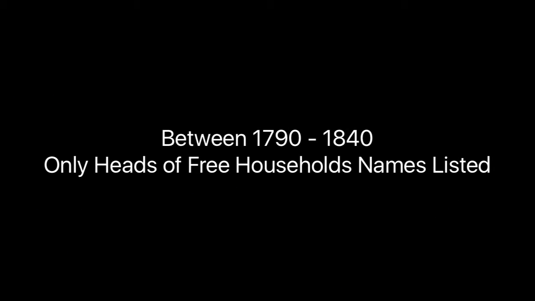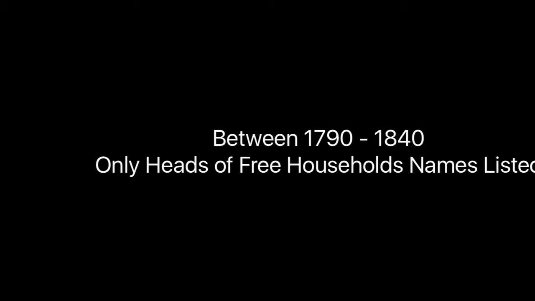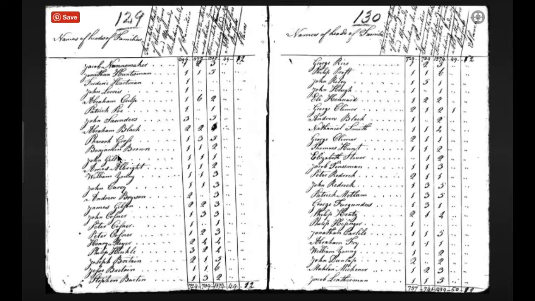Between 1790 and 1840, only the heads of free households appear in the census records. Unfortunately, slaves in the 1790 through 1840 census were not noted by name, age, sex, or origination. They were only listed statistically under the owner's name.